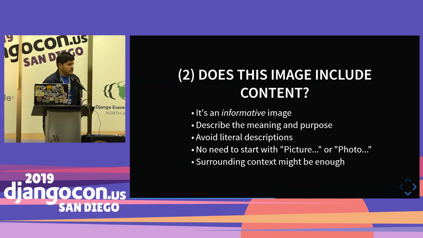Now, if an image is not functional, then you go ahead and ask the second question: does this image include content? If it's true, then it's an informative image. You must describe the meaning and purpose of the image. You should avoid literal, super obvious descriptions. You don't need to start with picture or photo in your alternative text. Screen readers are going to tell the user that this is a graphic. And the surrounding context sometimes is enough, and you might not even need to provide an alternative text here.